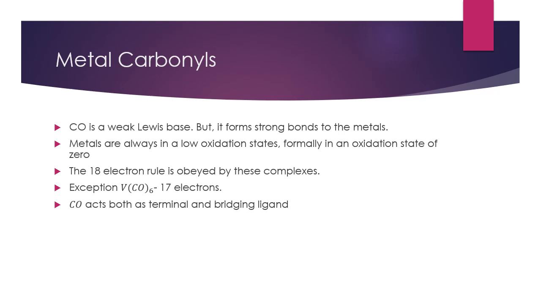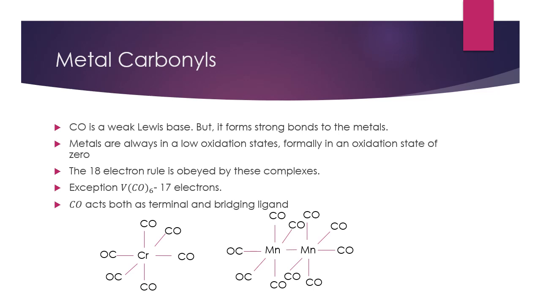And in metal carbonyls, carbon monoxide acts both as a terminal and a bridging ligand. See, for example, in this case Cr(CO)6, the carbon monoxide units exist as terminal ligands. This is another example, an example of polynuclear carbonyls in which two metal atoms are present. Here also the carbonyl group exists as the terminal ligand.